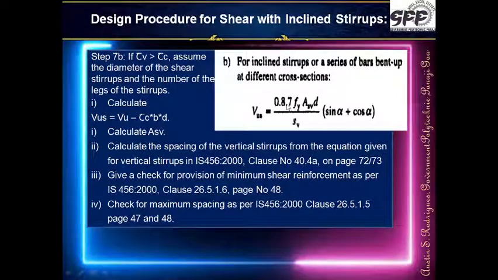After doing this check, having got the spacing of the inclined stirrups, check for minimum shear reinforcement and the maximum spacing. Now the spacing will be the least of the spacing obtained here and the spacing obtained here. The least of them would be the spacing considered, or provided, for the shear stirrups. That is what is going to be the design procedure for shear with inclined stirrups.